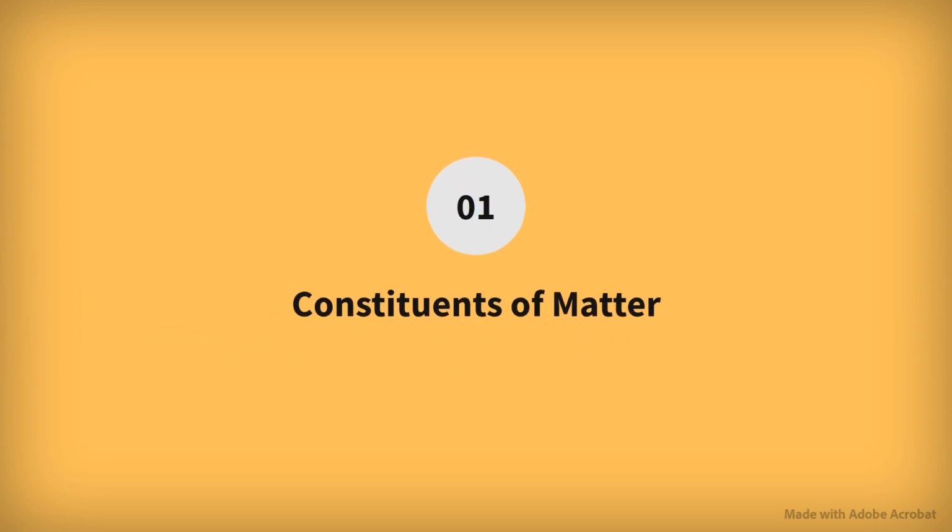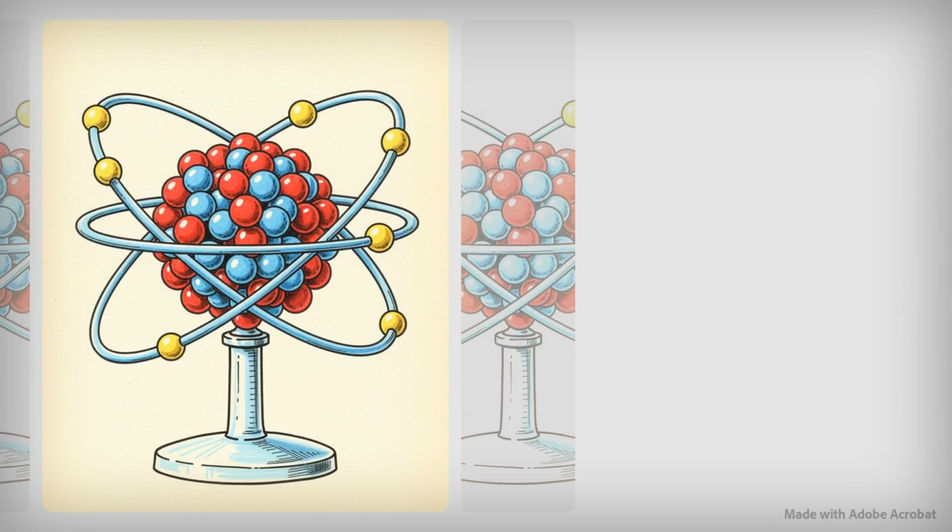Atoms are made of fundamental particles, each with unique properties and roles. In this topic, we'll break down the basic constituents of matter and the language scientists use to describe them. Here's how the basic constituents of matter work.